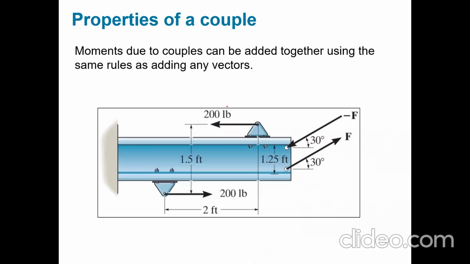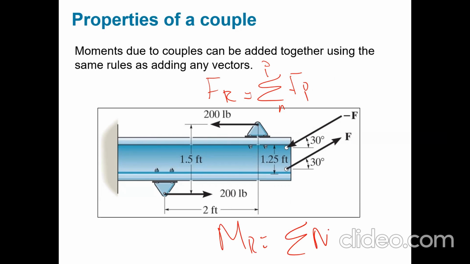The next property is that these moments due to the couples can be added together by using vector addition. So we looked before at getting the resultant forces by adding the forces. And then we get the resultant of our moments by adding all the moments, where n equals 1 to i, however many are acting. Similarly, we can get the resultant couple moment by adding the couple moments together, right?